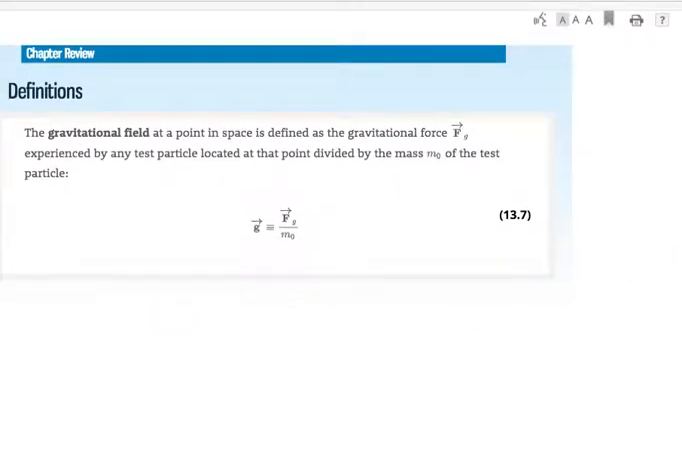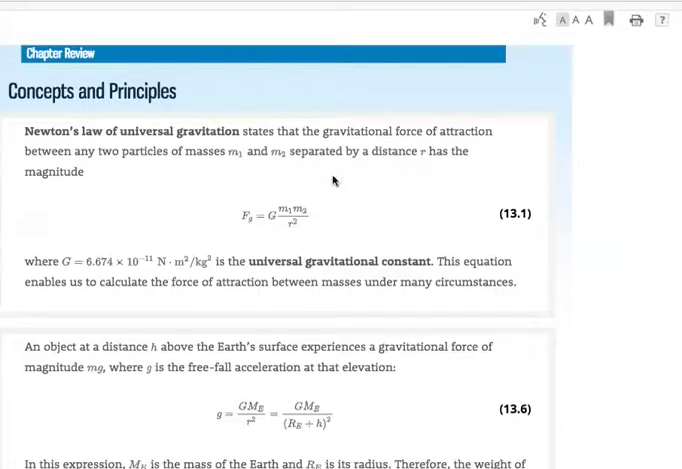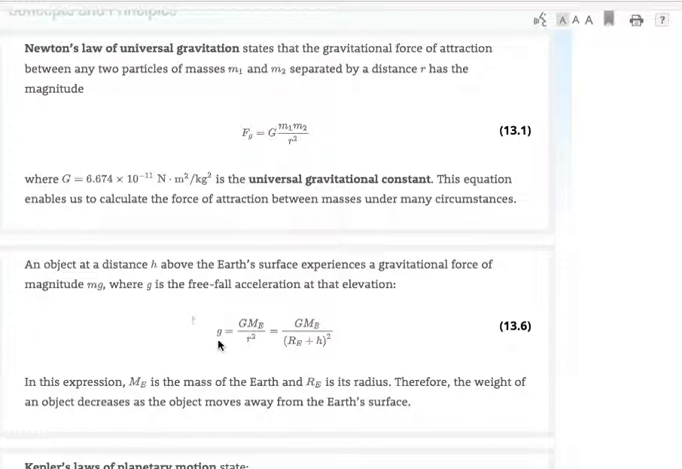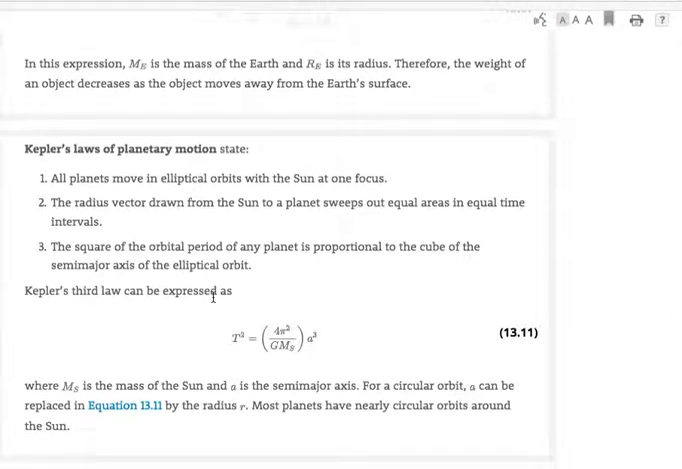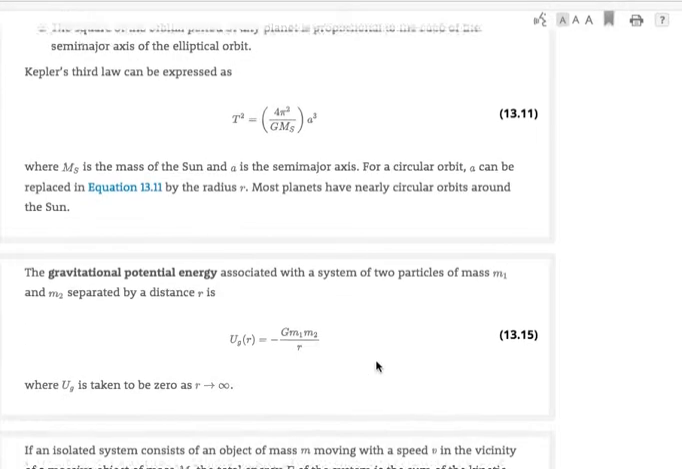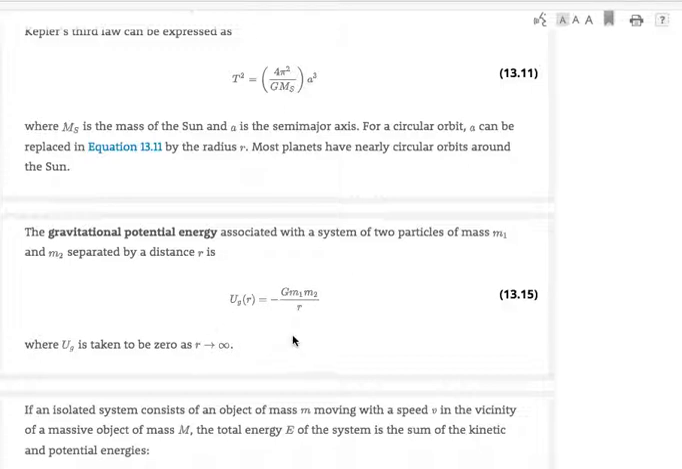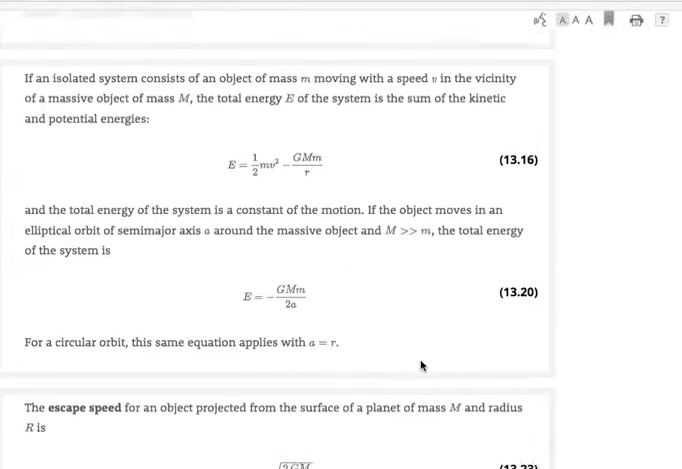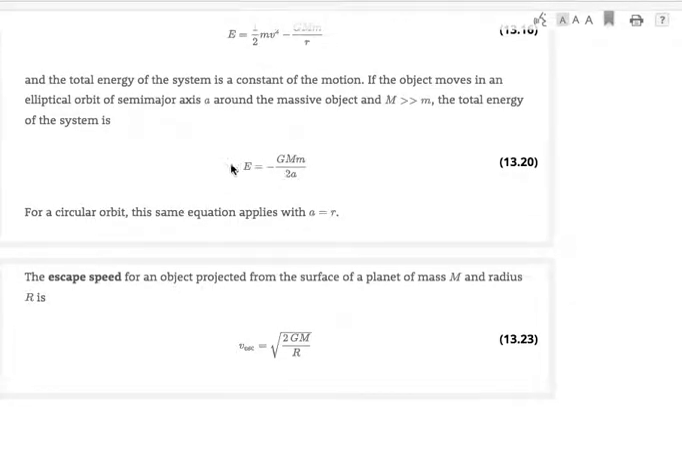Okay, so we've defined gravitational field there. There's Newton's universal law of gravitation, which gives the gravitational force. Kepler's laws, again, that's his third law, and we went through the derivation of that. Gravitational potential energy: the change of gravitational potential energy is the negative integral of F dx, which is where we get this. And for circular orbits, it's always the same speed at every point. And there's the escape speed.